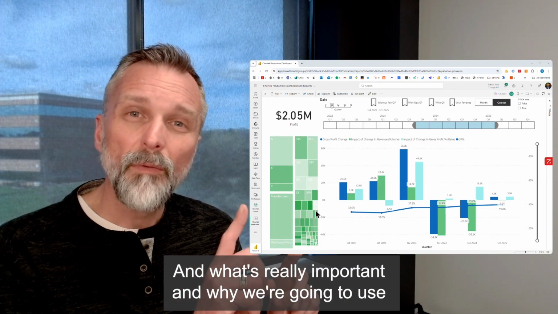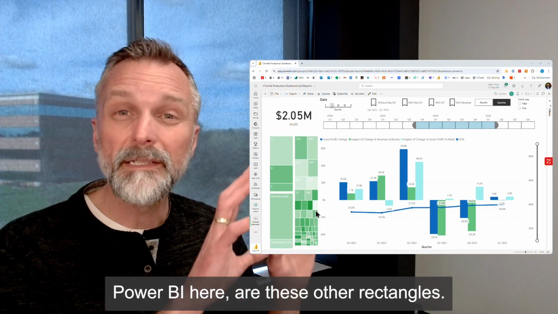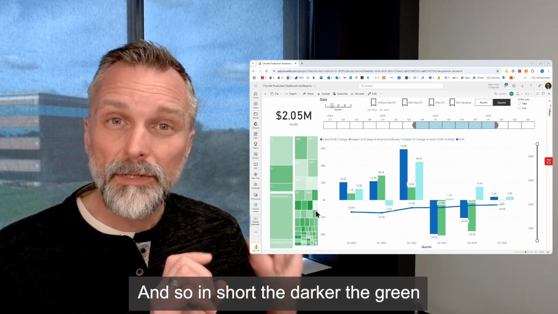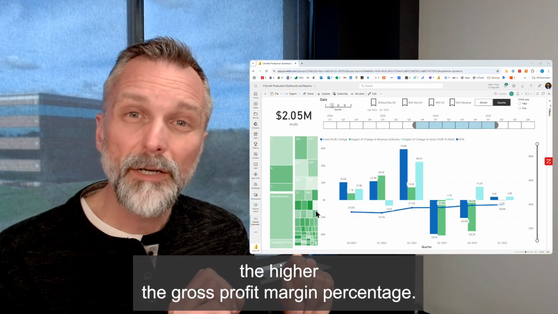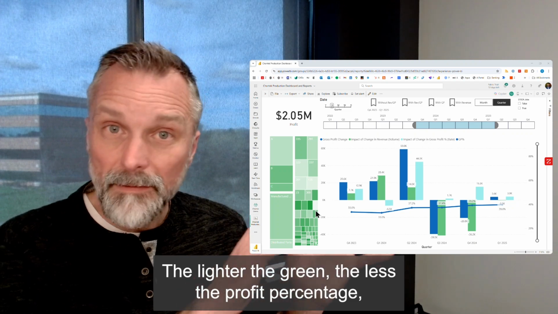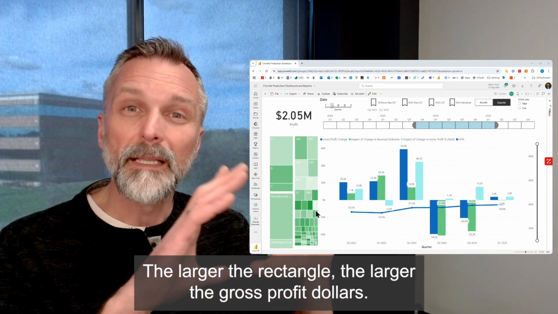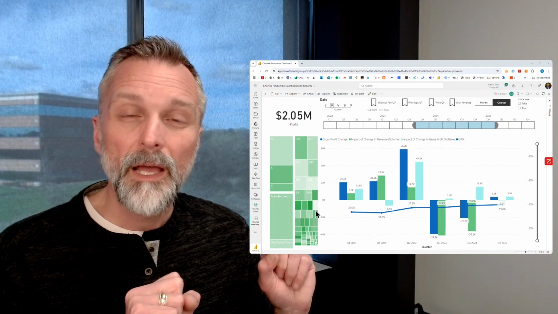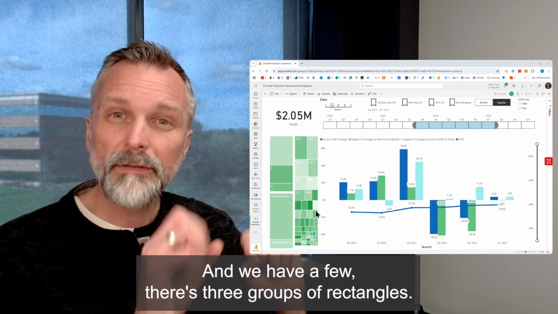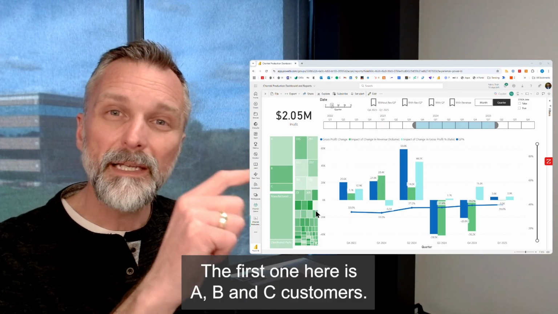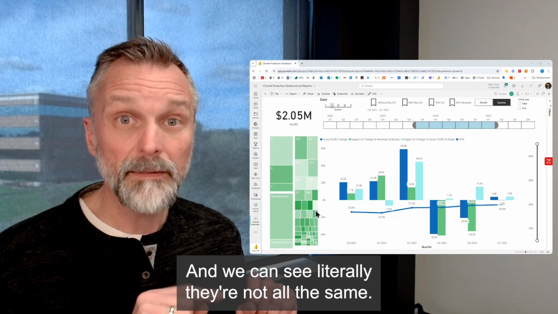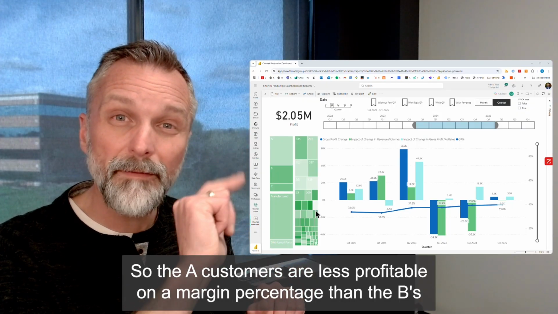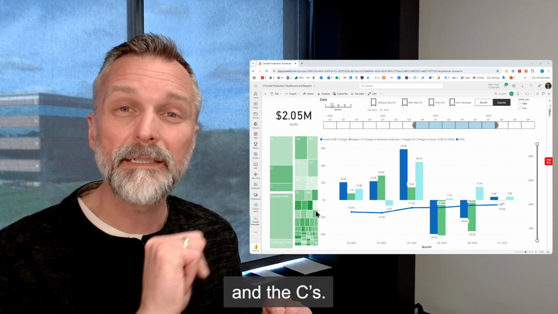And what's really important and why we're going to use Power BI here are these other rectangles. And so, in short, the darker the green, the higher the gross profit margin percentage. The lighter the green, the less the profit percentage. The larger the rectangle, the larger the gross profit dollars. Okay, and there are three groups of rectangles. The first one here is A, B, and C customers. And we can see literally they're not all the same shade of green. So the A customers are less profitable on a margin percentage than the B's and the C's.